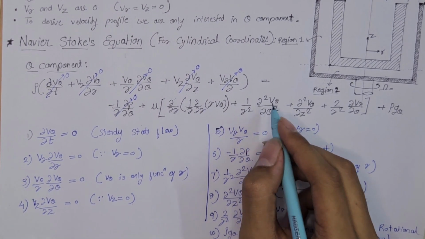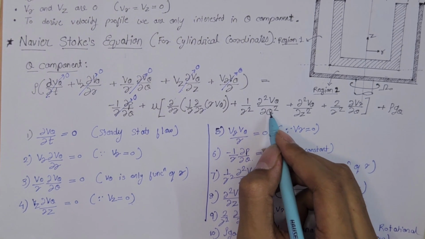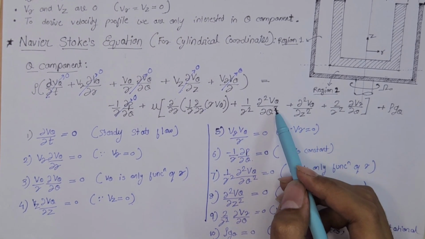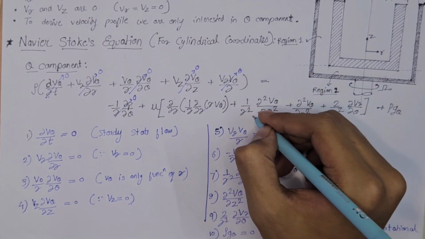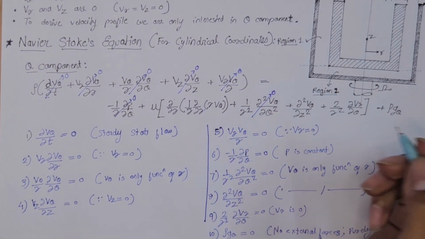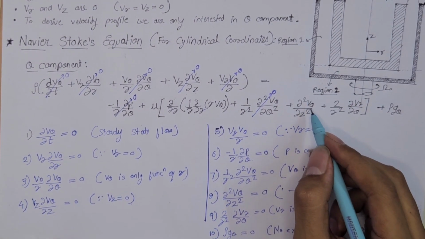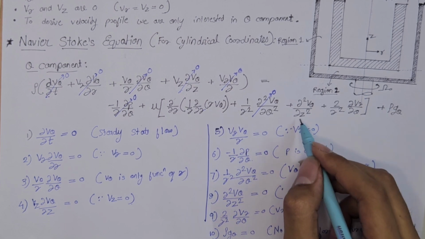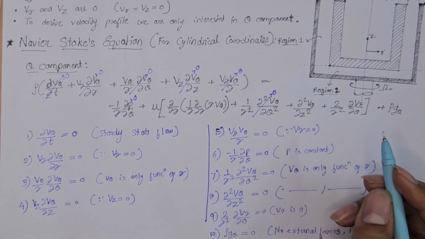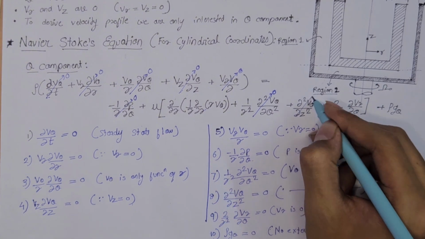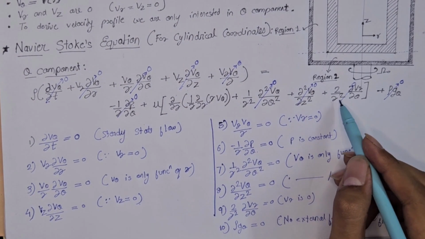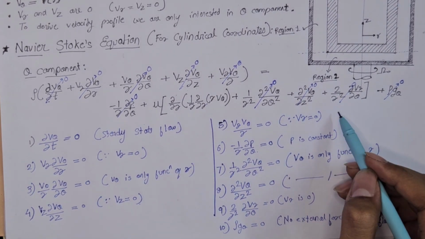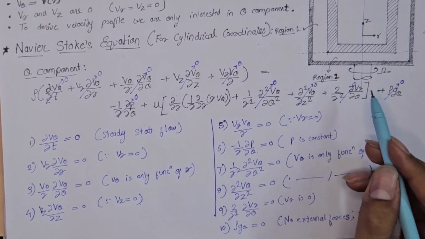1 by r square into del square v theta by del theta square. This is 0 because again the same reason, that v theta is a function of r, and if we differentiate this with respect to theta, it will give 0. Again this term will be 0. Next, del square v theta by del z square. It's again 0, the same reason: v theta is only a function of r. So again we'll get this as 0. The next term, 2 by r square del Vr by del theta, is again a 0 term. This is because Vr is 0 here.